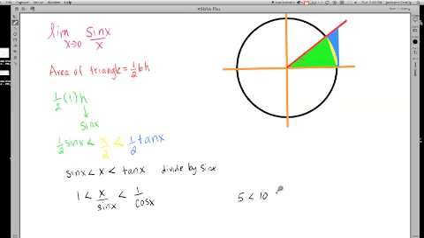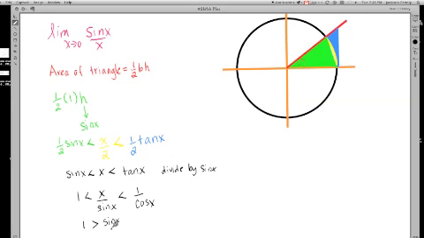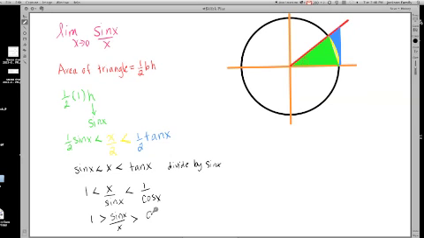Let's look at what happens with our inequality signs when we take the reciprocal of something. So let's say we have 1/2 is less than 5, which is less than 10. And let's take the reciprocal. We know that 2 is going to be greater than 1/5, which is greater than 1/10. So when we take the reciprocal, it switches our inequalities. So 1 is greater than sine of x over x, which is greater than cosine of x.